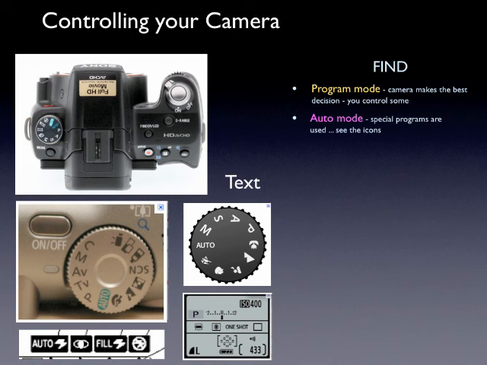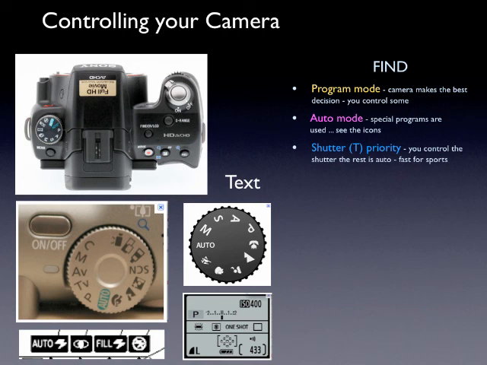The next one is portrait. It'll change the setting to make the portrait work. With the little moon, it says you're taking a night shot, so it'll open up the ISO and allow you to take a picture in low light, etc., etc. We'll explain these next week. Anyway, that's what auto mode is.